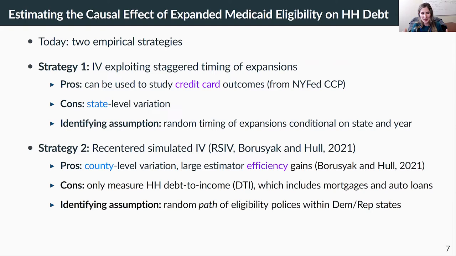What I'm going to do next is go over the results from the first empirical strategy, and I'll talk about the second strategy in a bit more detail soon, but are there any questions that'd be useful to answer now?